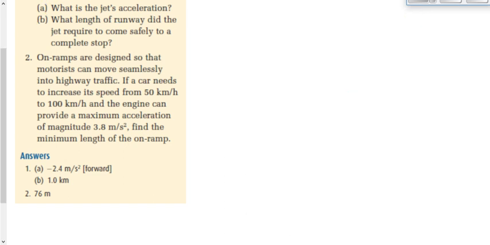Let's take a look at question number 2 now. Number 2 says on-ramps are designed so that motorists can move seamlessly into highway traffic. How many people have their driver's license here? Okay. One of the things that drives me crazy. You know what I'm going to talk about here?